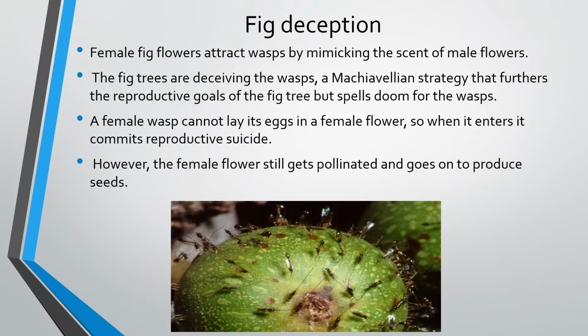There's also deception on the part of the fig. Female fig flowers can attract wasps by mimicking the scent of the male flowers. The fig trees are deceiving the wasp, and the reproductive goals of the fig tree are met, but the wasp's reproductive goals are not. A female wasp cannot lay its eggs in a female flower, so when it enters, it commits reproductive suicide. Once it goes in, there's no way for her to get back out because she's lost her wings going in. But the female flower still gets pollinated and goes on to reproduce its seeds. The wasp is out of luck on this one.